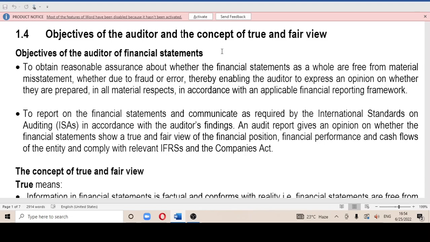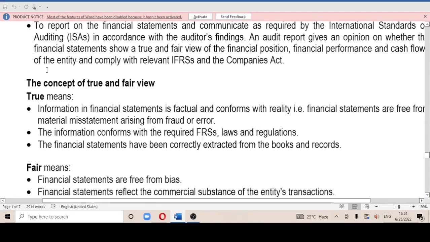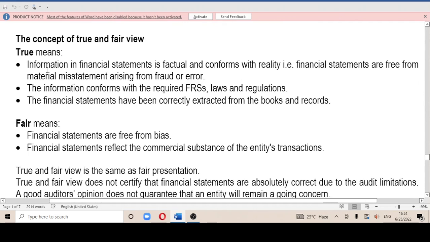So we had ended on the objectives of the auditor and the component of true and fair view. With the objectives of the auditor of financial statements, the way it's written is the same way you will write it in the exam. So make sure you read the two objectives very well. There are two objectives of the auditor of financial statements, so make sure you read them. Then I'll go to the concept of true and fair view.